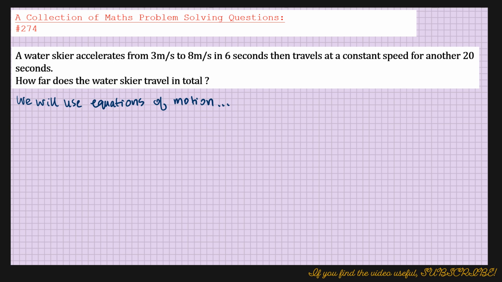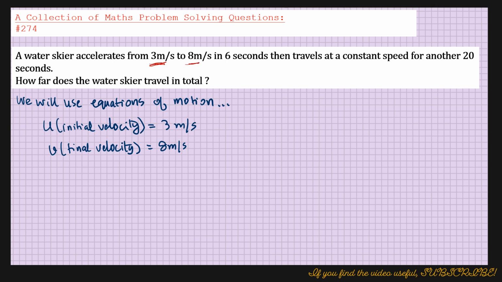So we will make a note of some of the variables. We note u, the initial velocity, which is 3 meters per second, and the final velocity v, which is 8 meters per second. They've given us 3 meters per second and 8 meters per second as initial and final. We also need the time, and time is t seconds.